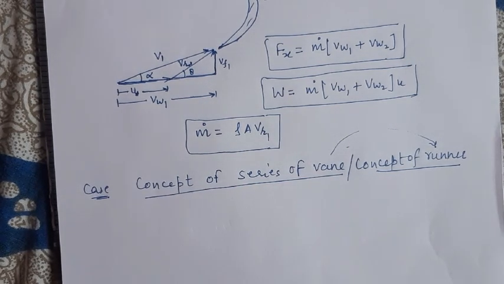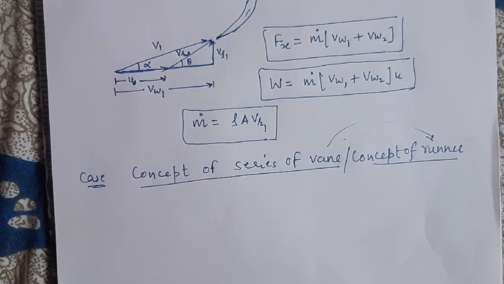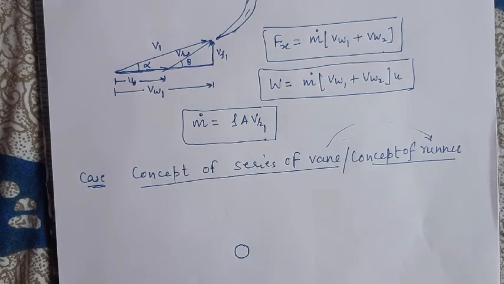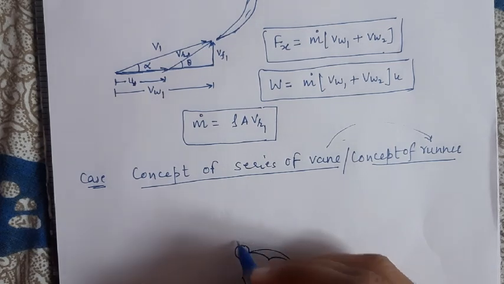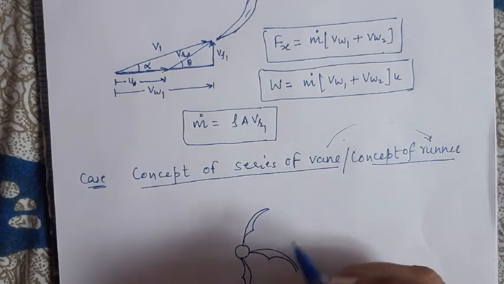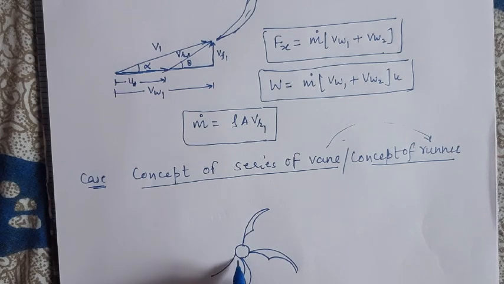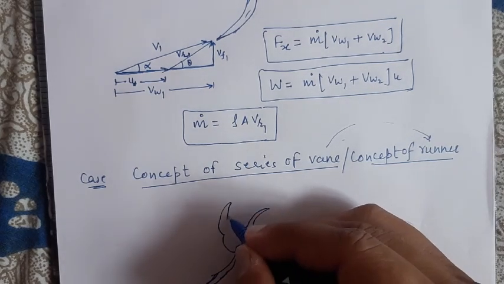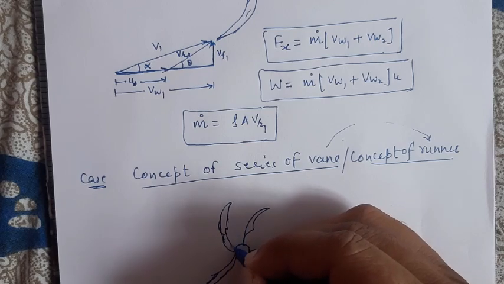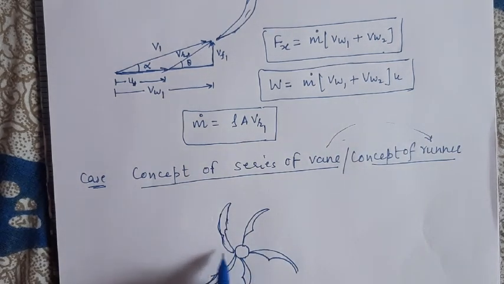When a series of vanes are mounted on a wheel, then what happens? Observe. First of all, we have to note a very important point over here. For example, let this be a runner, or a series of vanes mounted on the runner. This is a case of a series of vanes.